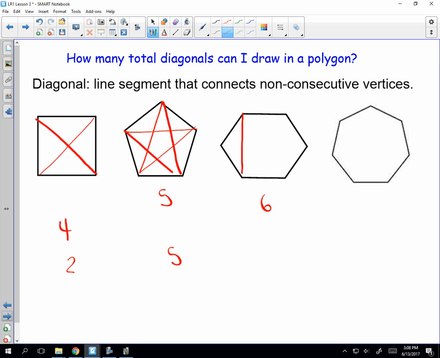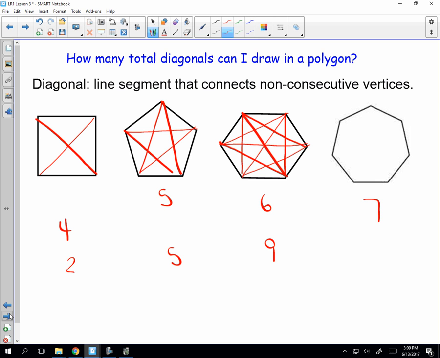6-sided shape, how many do we have? 1, 2, 3, 4, 5, 6, 7, 8, 9. You want to make sure you're just going through and saying, okay, I already have this diagonal. How many do I need to finish?